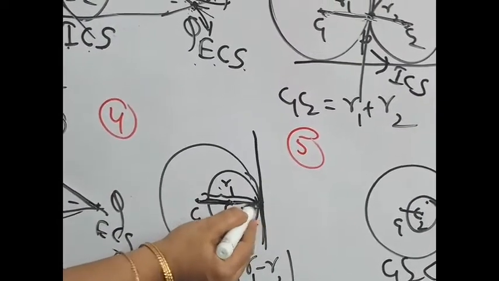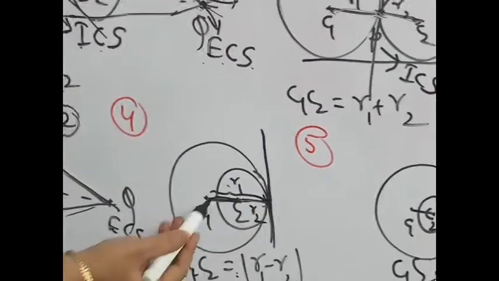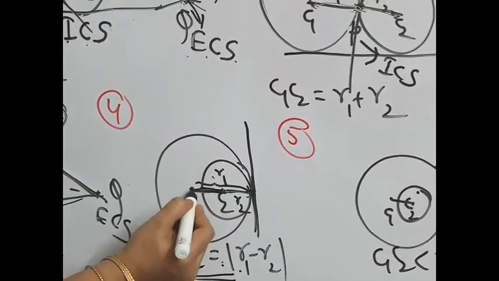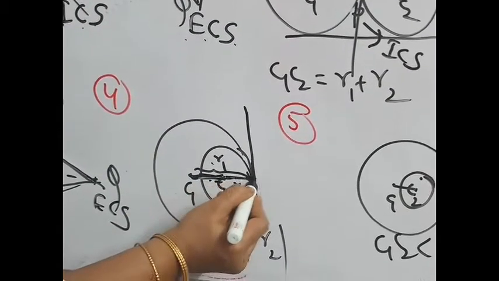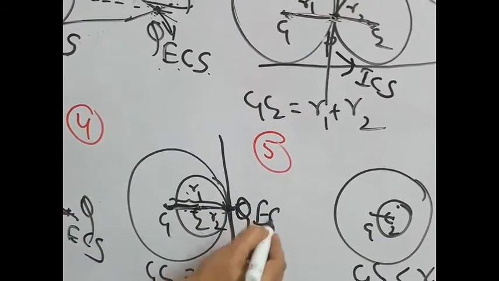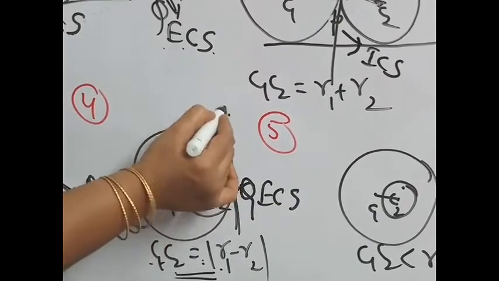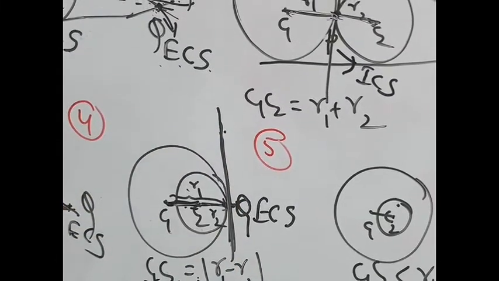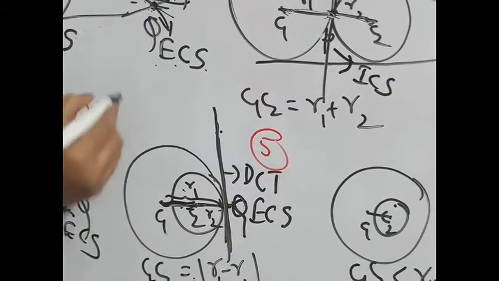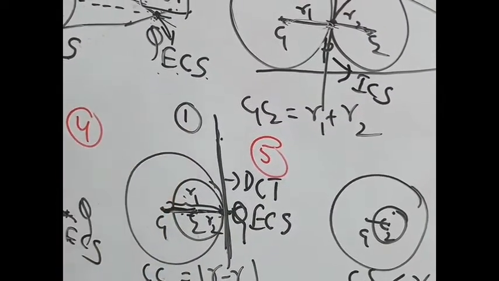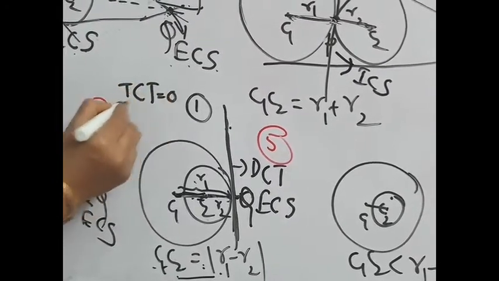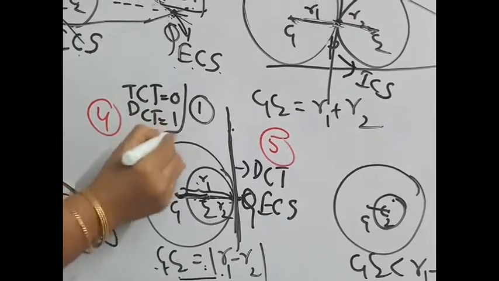In this case, observe, there is no transverse common tangent because there is no common tangent on the line segment C1, C2. But this is on the extended line of C1, C2. So this is Q, the external center of similitude. A tangent passing through the external center of similitude is called a direct common tangent. So how many tangents here? Only one common tangent is there. Transverse common tangents are 0, direct common tangents are 1.